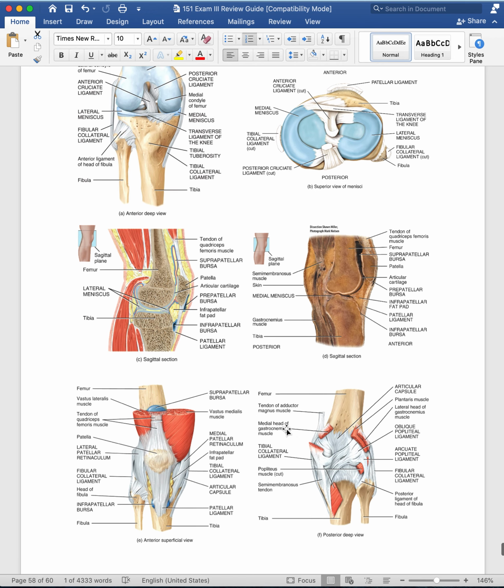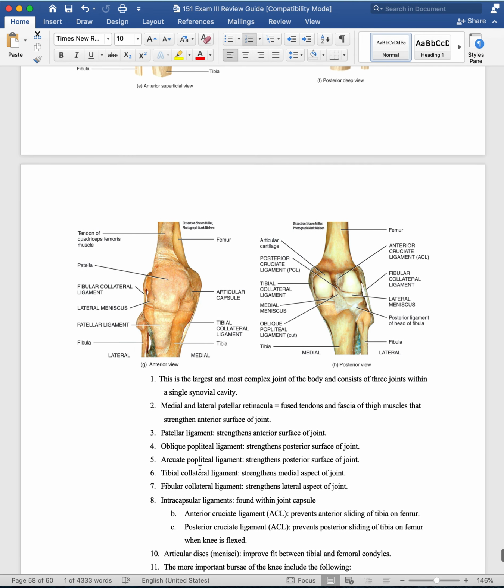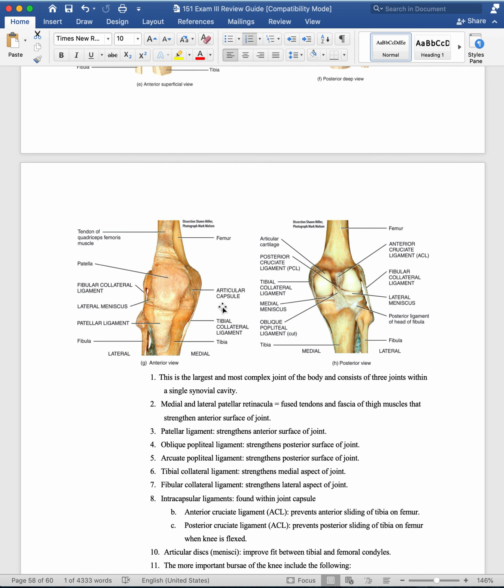All right. So again, this is just going to be a lot of orienting yourself to how these muscles articulate with each other, where the bones are going to articulate with each other. What's involved in the joint is going to be the muscles, the bones, the ligaments, the tendons, etc. All right, so that's going to wrap up the knee.